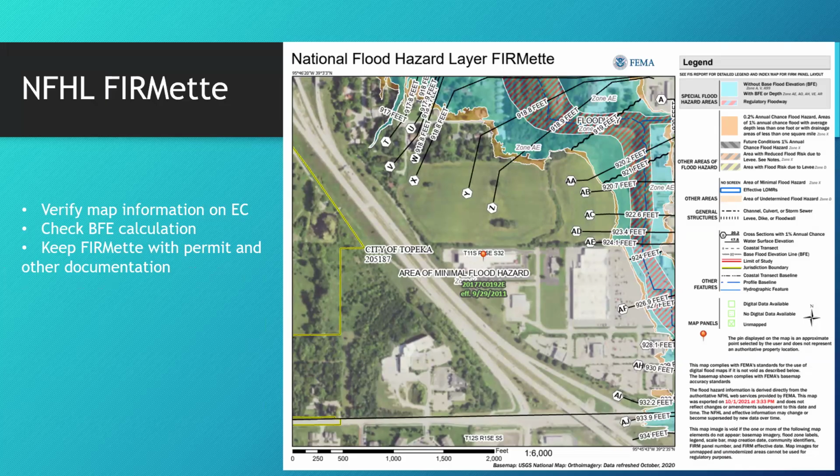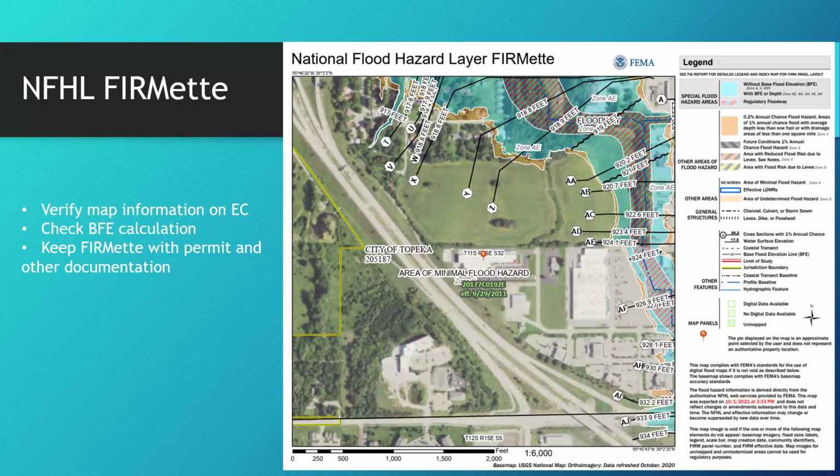And then you can use this to verify the map information in section B on the elevation certificate. And then, of course, you can use this to at least spot check the base flood elevation calculation. So you definitely want to check that on an elevation certificate before issuing a permit. You want to make sure it at least makes sense what they've come up with for the base flood elevation, and don't just assume it's correct. And then you would keep this FIRMette with the permit and other documentation that you receive for development.